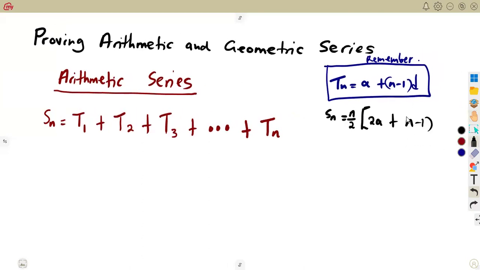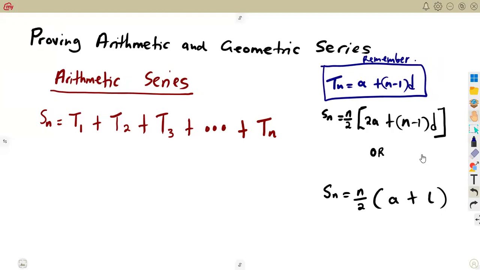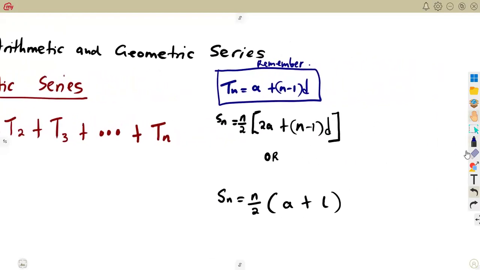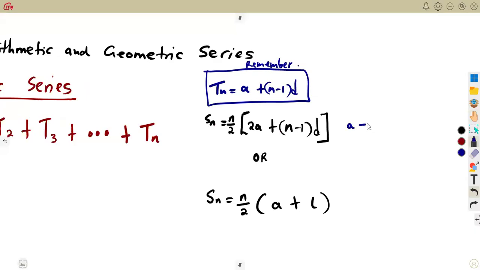This is the formula that you are also given in your formula sheet. Or we can have this as Sn. This one we are not given, but you're supposed to know this. It's also part of your syllabus, where we are going to use a plus l, n over 2 into a plus l, as we had before. A being the first term, everything there is not going to change. A is still representing your first term.